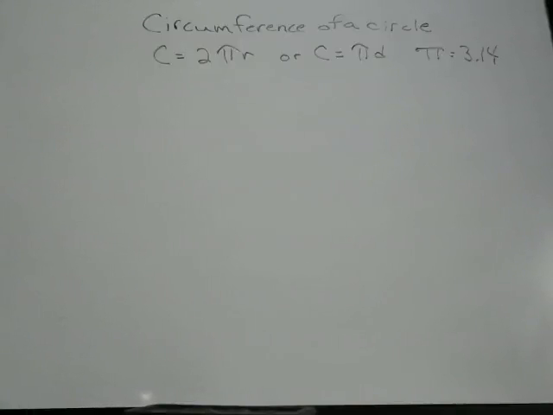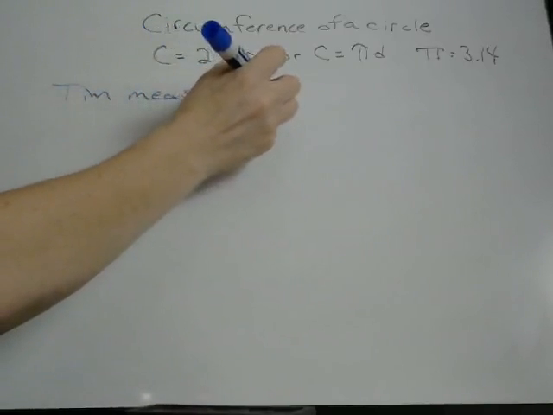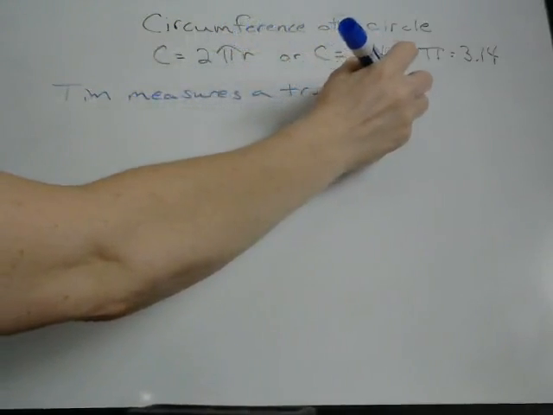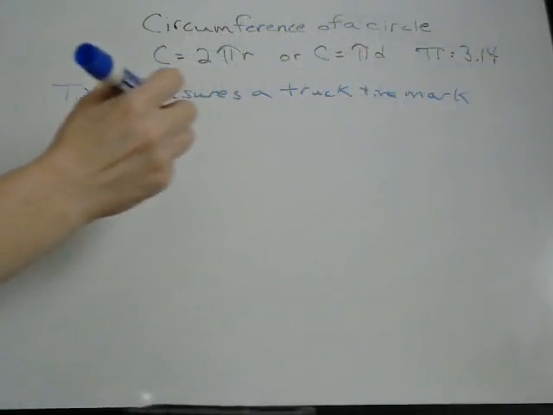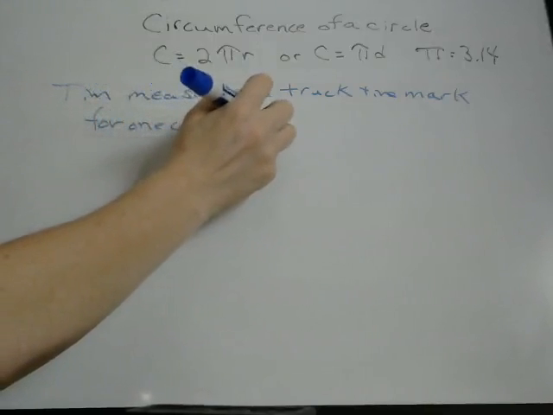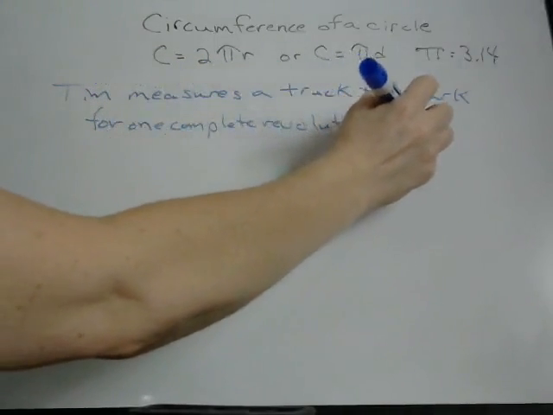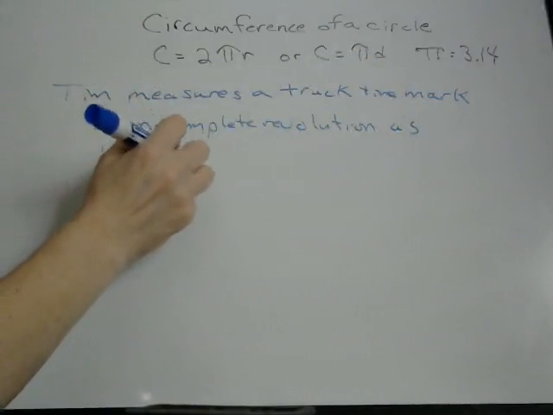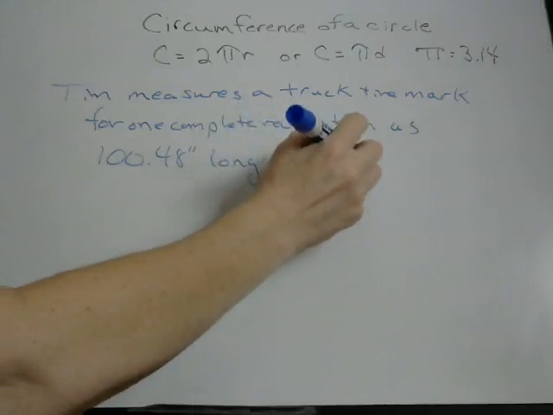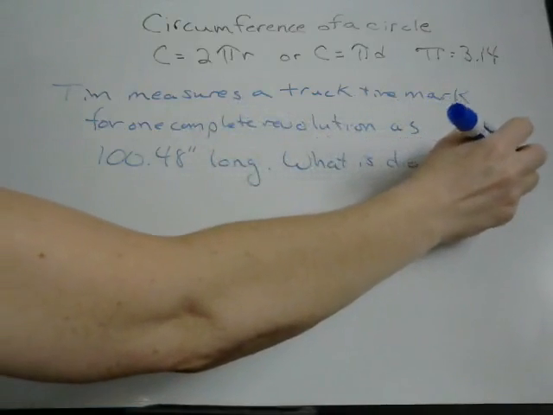Let's do one more kind of word problem. So Tim measures a truck tire mark for one complete revolution as 100.48 inches long. What is the diameter of the tire?